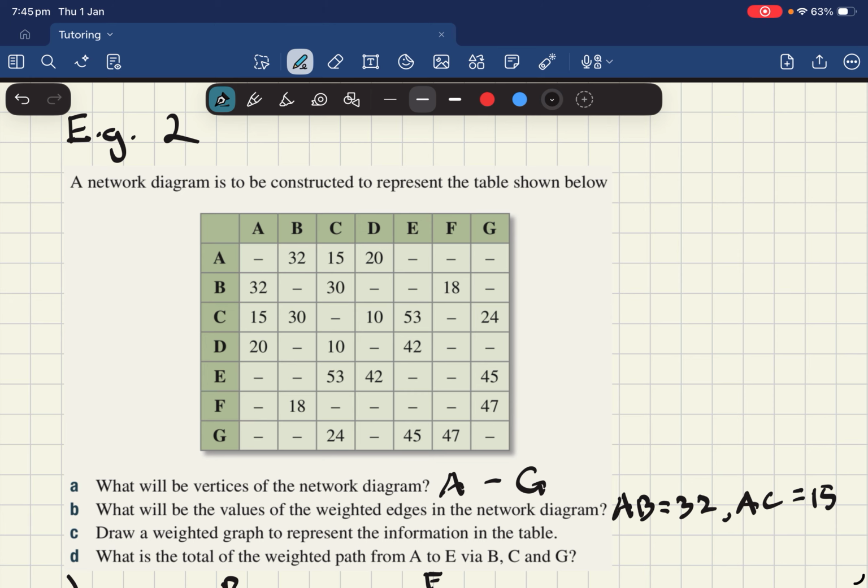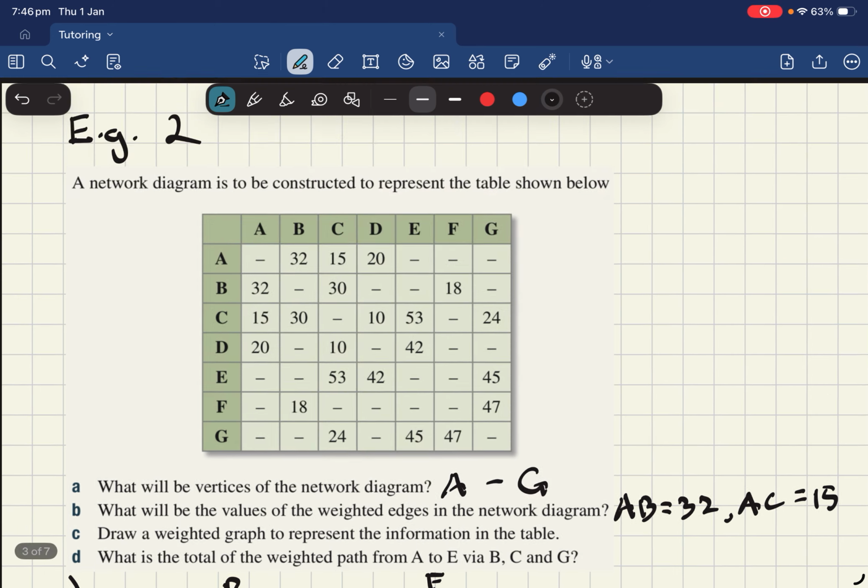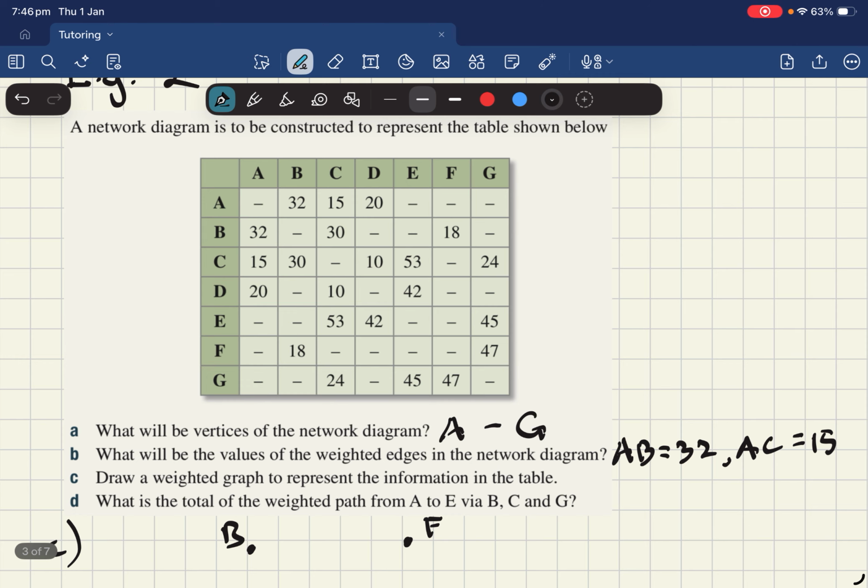Now, part C is asking us to draw a weighted graph to represent the information in the table. Now, I've drawn up the vertices here. We just want to practice looking over at this graph and then making the edges, putting all the information from the table into our graph. Now, A doesn't connect with A, obviously, but we move along. I'll start with this first row.